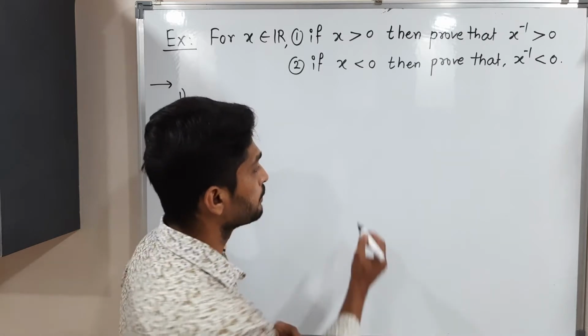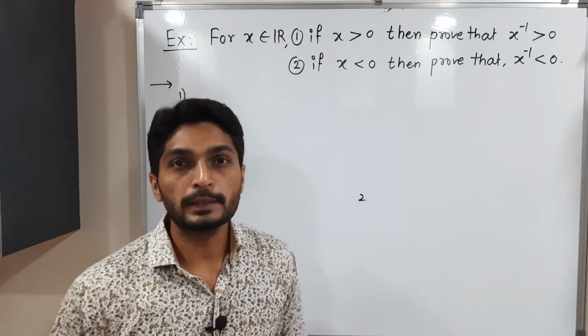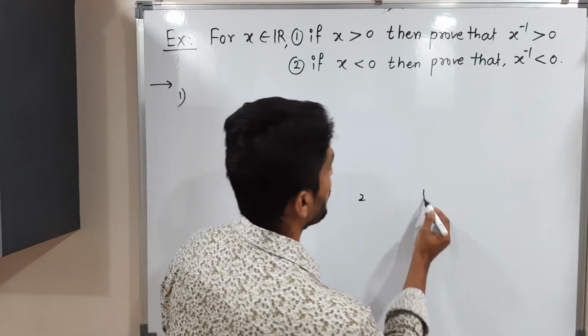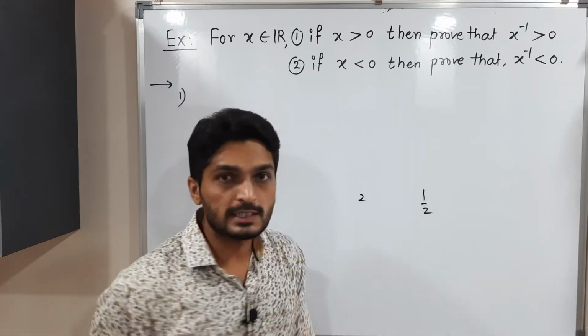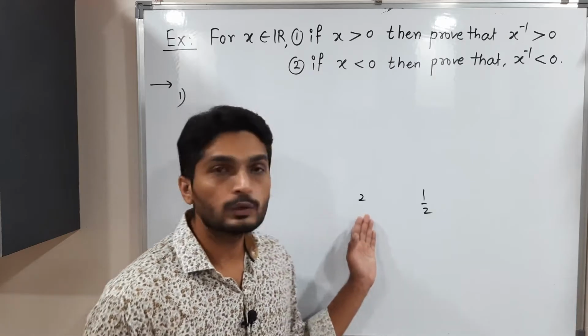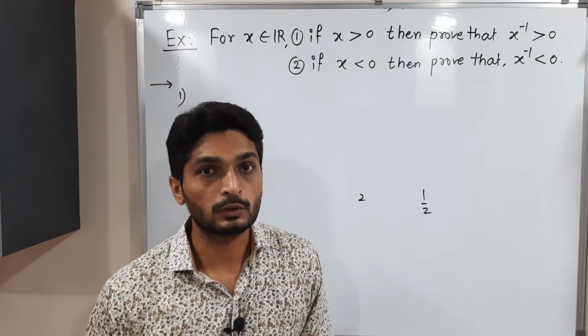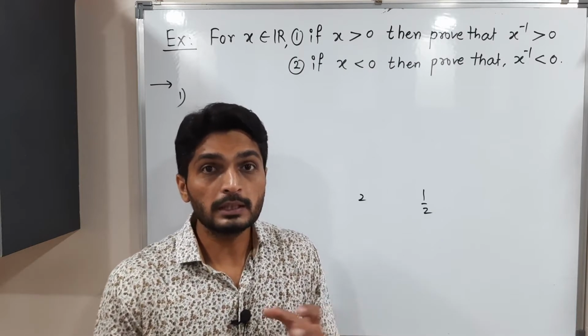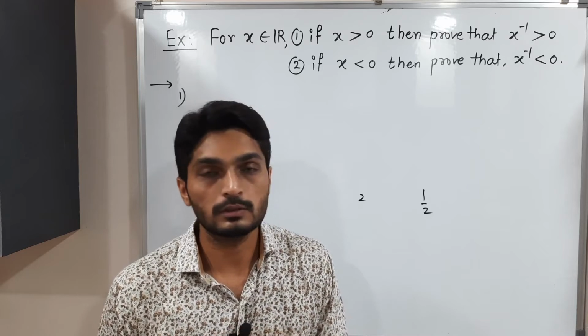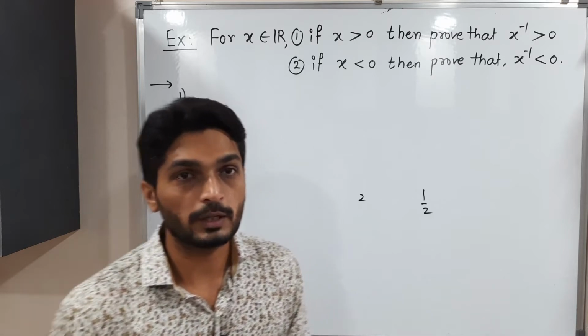For example, 2. What is the multiplicative inverse of 2? It is 1/2. 2 is positive, so obviously 1/2 is also positive. If you take 5, you will have 1/5. Both of them are positive. You will never have a number that is positive but its inverse is negative. It's not possible for a multiplicative inverse, okay?